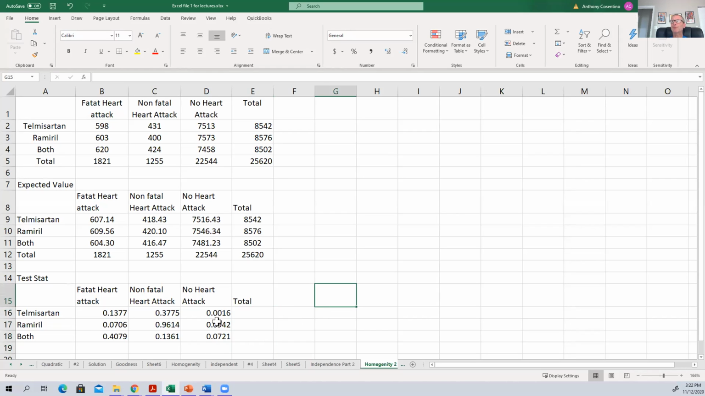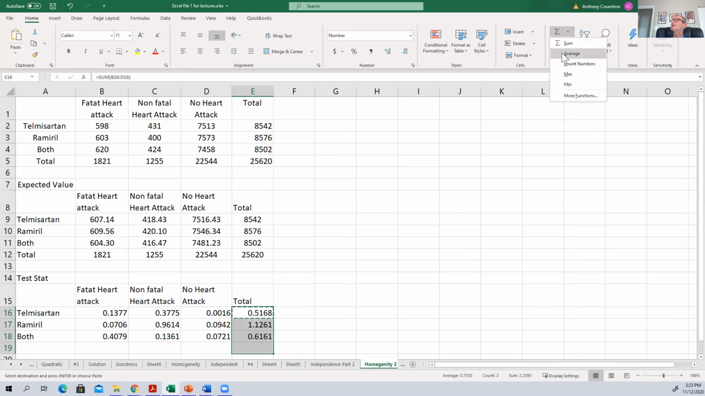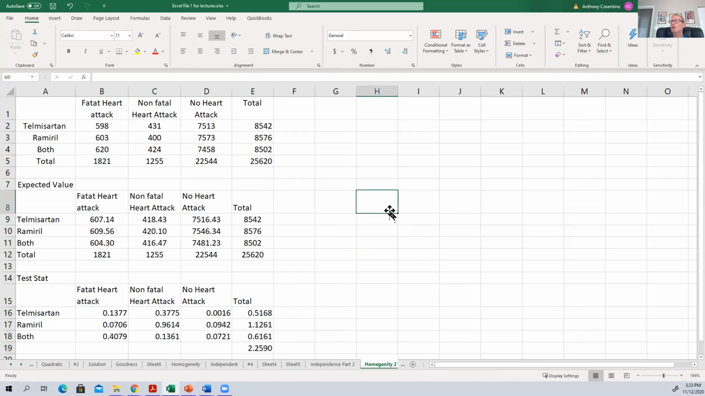We do 4 decimals. So the next step is we need to add all these 9 numbers up, and that'll be our test statistic. So let's add that row up, and then we can add the other 2 rows up by copying and pasting that addition. And then the next step is to add those 3 for the total, and you get a number of 2.259. And so that's quite small test statistic compared to the last one we had, which was 35.